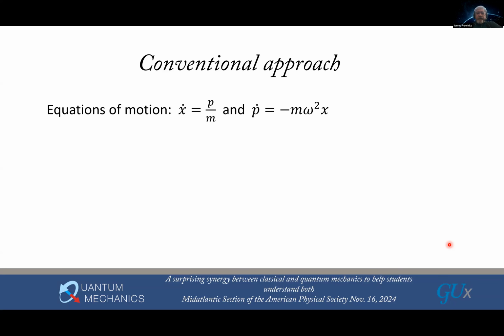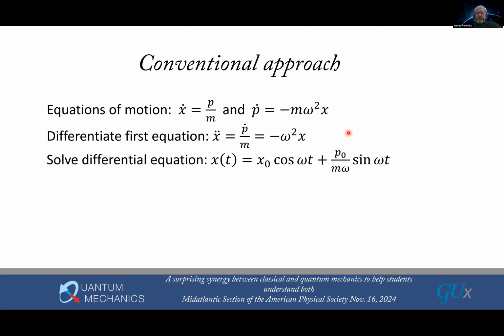The way that we solve this is we take a second derivative of this first equation here. We get x double dot is p dot over m, and then we substitute in what p dot is to get minus omega squared x. You then can solve the differential equation, and in an undergraduate class, particularly a first-year class, you will get them to recognize that the solutions are sums of cosines and sines, and when you work out the particular constants, you will get x0 cos omega t plus p0 over m omega sine omega t.